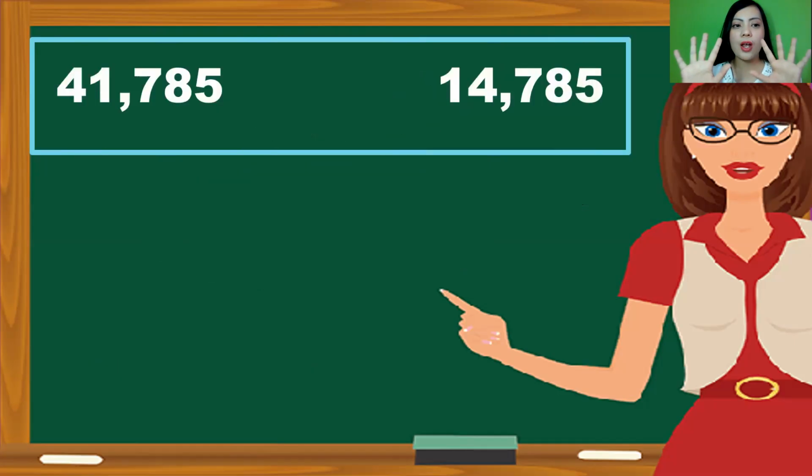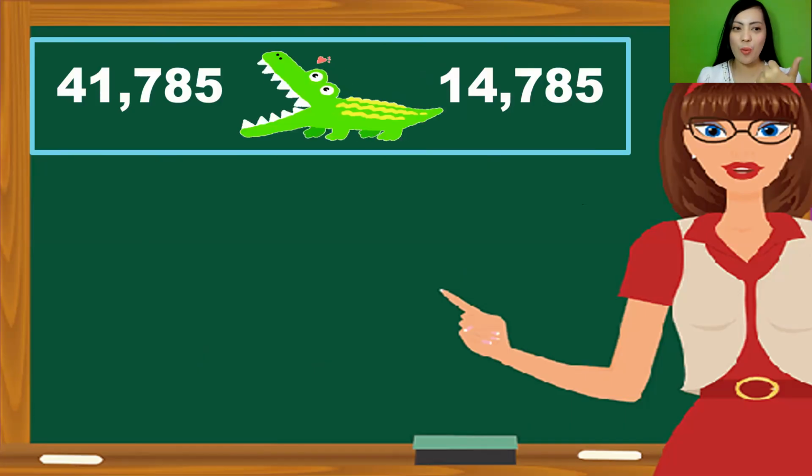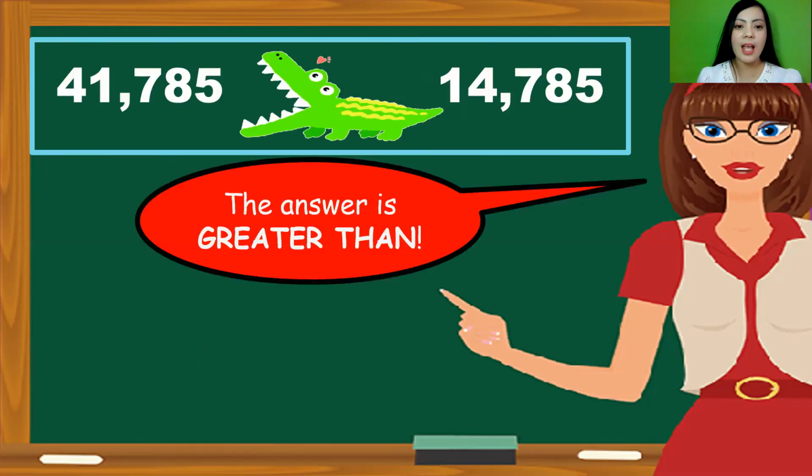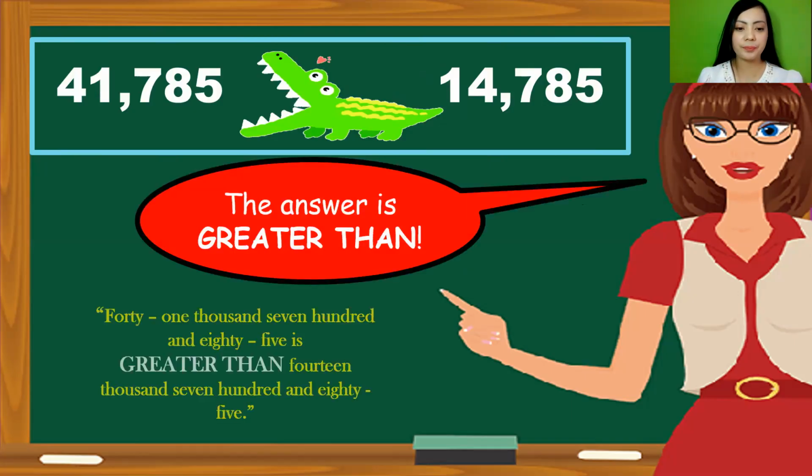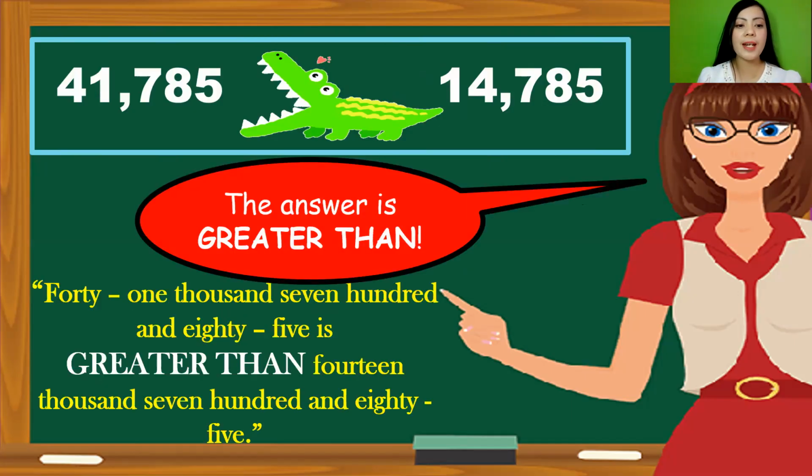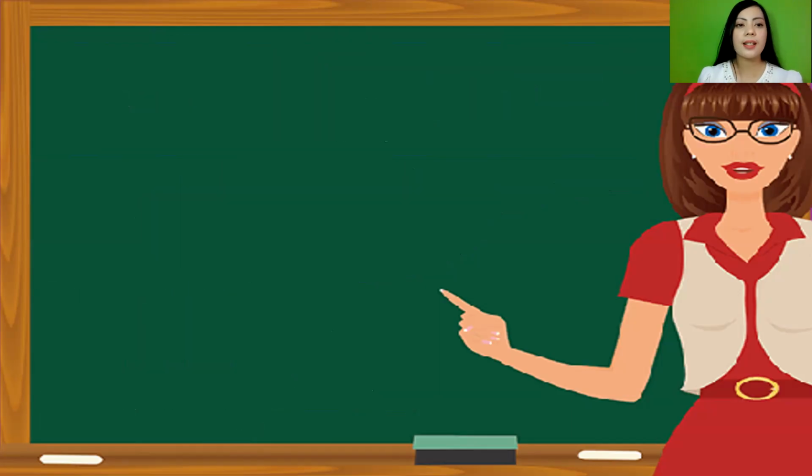5-digit numbers, 41,785, 14,785. The hungry alligator will eat 41,000 than the 14,000. So the answer is greater than. 41,785 is greater than 14,785. All right.